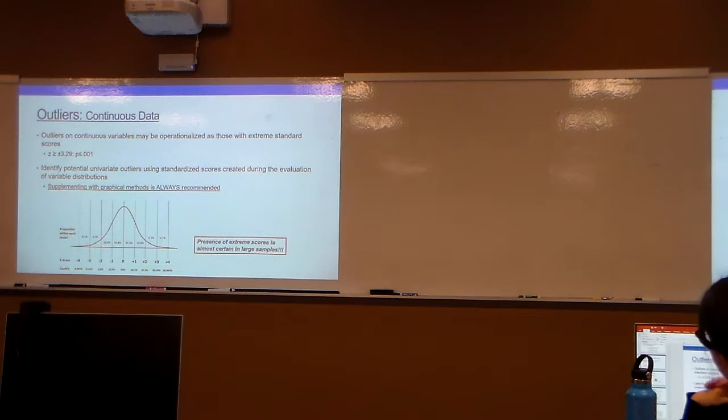Maybe it's an extreme score, right? And I prefer extreme scores to outliers. Outliers make it sound like something's way out there. This is talking about extreme scores. If I've got a large sample, I'm almost always going to get extreme scores. If I have a sample of 200 or 300 and I don't have some extreme scores in there, something wrong happened, right?